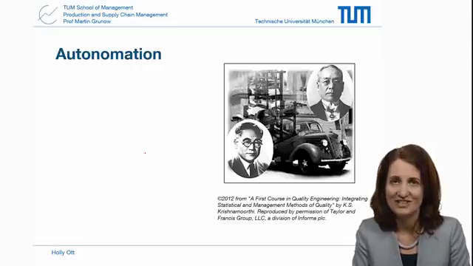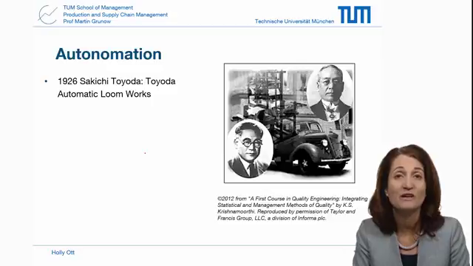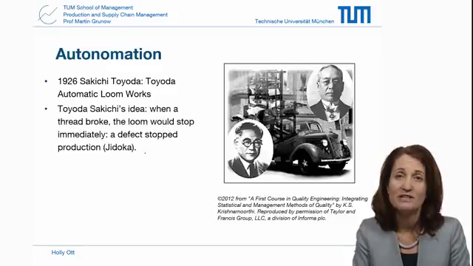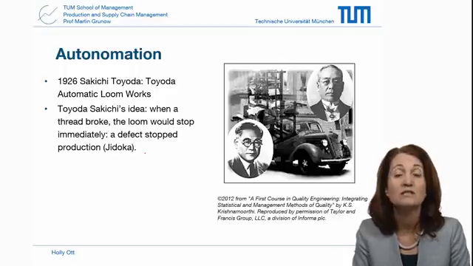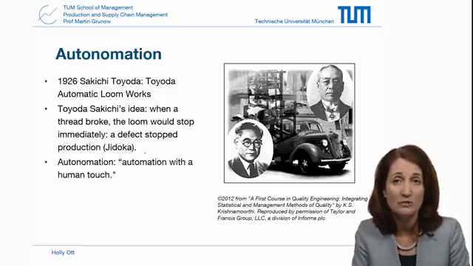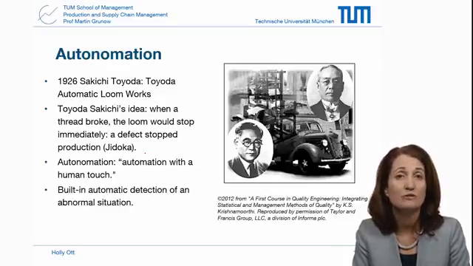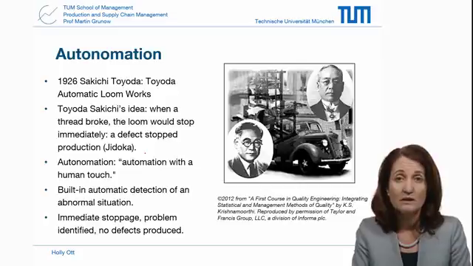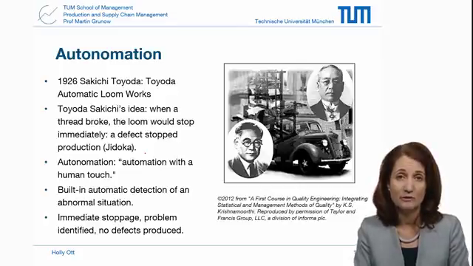As we said in the first session, Toyota Motor Corporation grew out of Toyota Automatic Loom Works, founded by Sakichi Toyoda. And as we said, a particular feature of the looms was that they would stop automatically as soon as a thread broke. In other words, a defect would stop the production immediately. And this affected the principle of jidoka, or quality at the source. And this was described by Taiichi Ohno as automation, or automation with a human touch, and meant that a machine could distinguish between normal and abnormal operating conditions. If something went wrong, the machine would stop immediately and no defects would be produced.